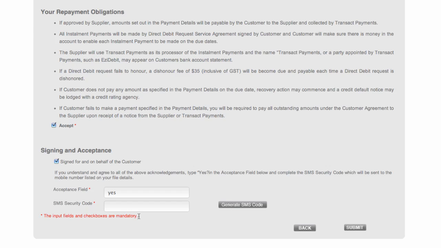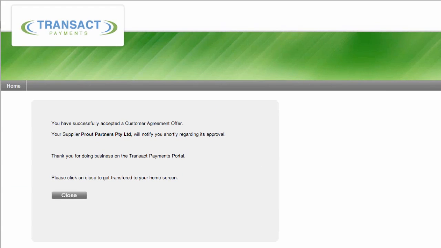They then key in that code and submit. That completes the acceptance by the customer of the customer agreement.